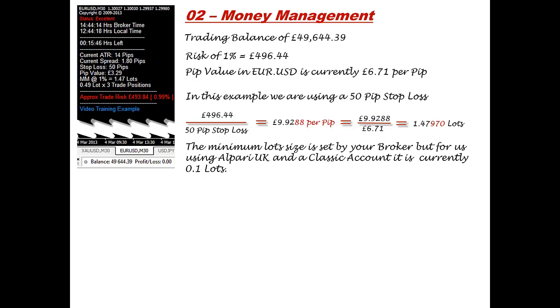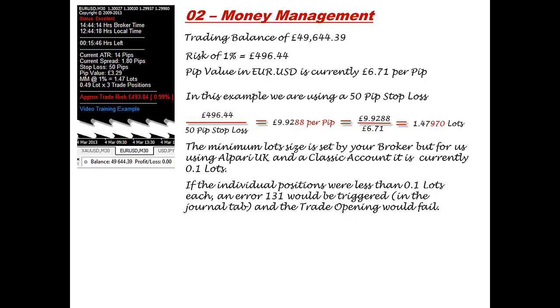The minimum lot size is set by your broker, but for us using Alpari UK and a classic account, it is currently 0.1 lots. If the individual positions were less than 0.1 lots each, an error 131 will be triggered in the Journal tab and the trade opening would fail.